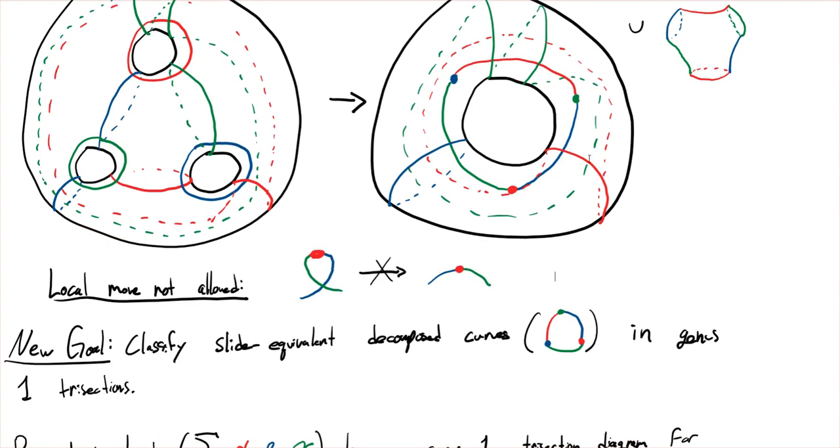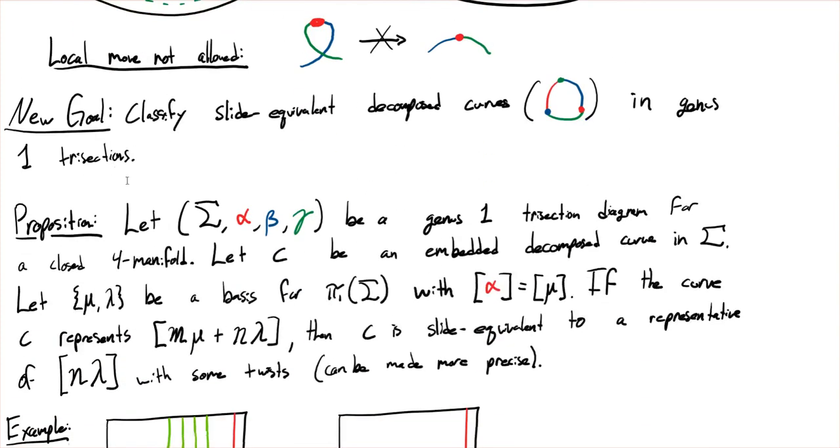So it will erase twisting that we do want. This can be thought of as a bunch of twisting that's occurring in our trisection diagram, and if you just pull it tight, then that erases several Dehn twists of curves. Okay, so we have this new goal.